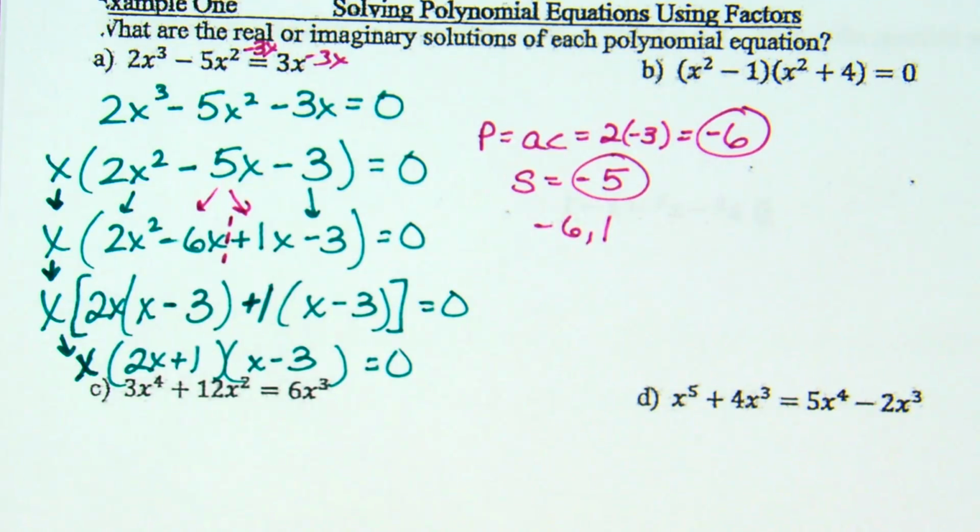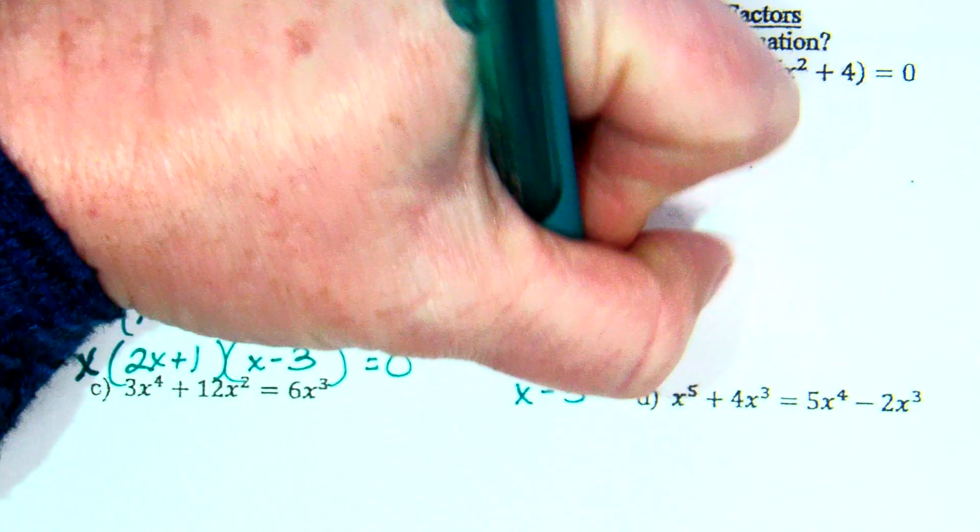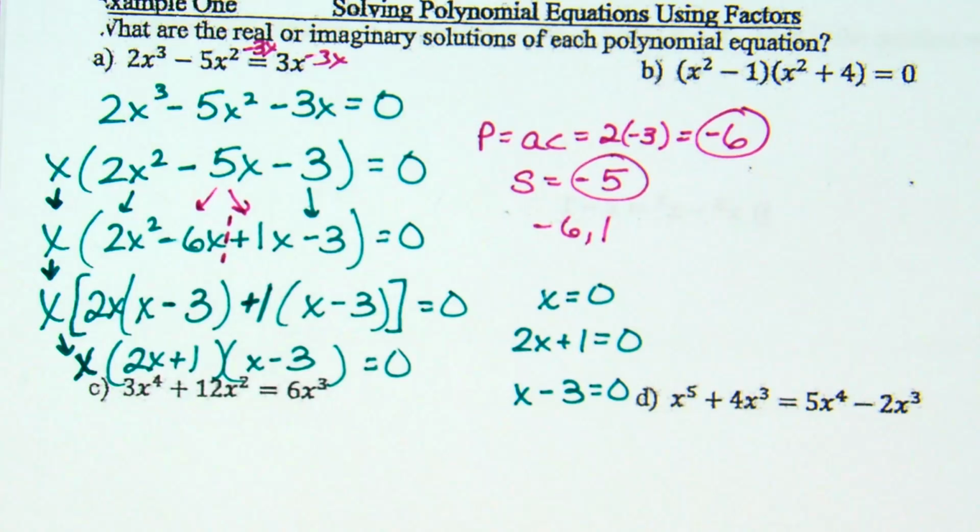We're going to, how many things do I set equal to 0 here? All of them, which is a total of 3. Because besides the 2 parentheses, we also have to include x. So we're going to have x equals 0, 2x plus 1 equals 0, and x minus 3 equals 0. What solutions do I have?